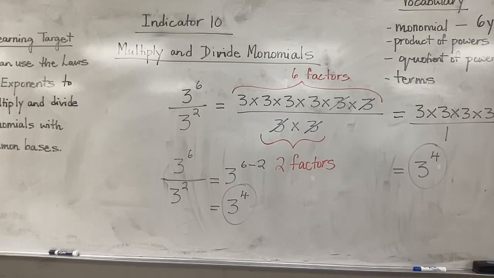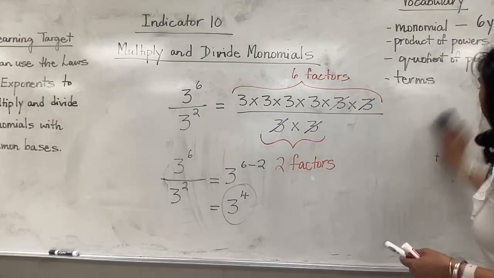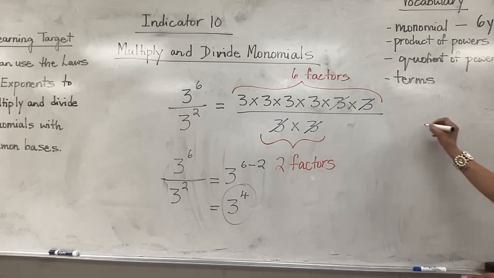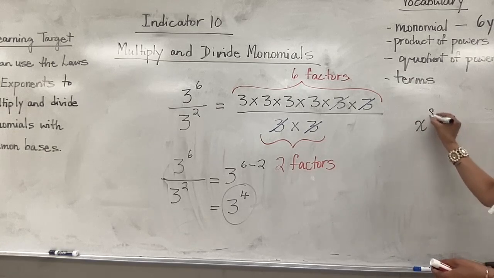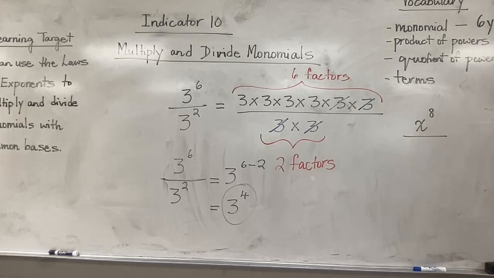So let's do an example. If I give you x to the eighth power over x squared, let's see how we can use the quotient of powers property to help us simplify this expression.